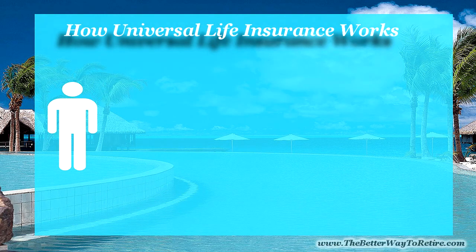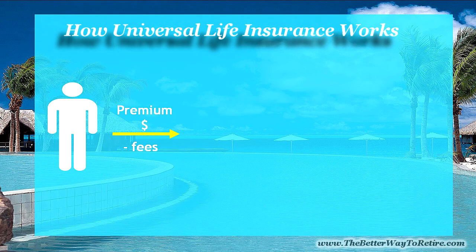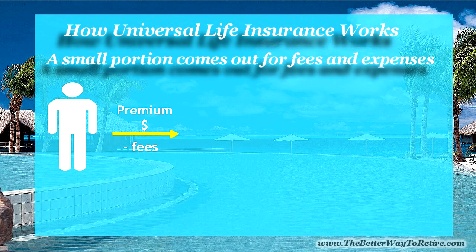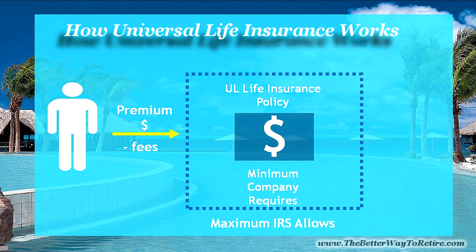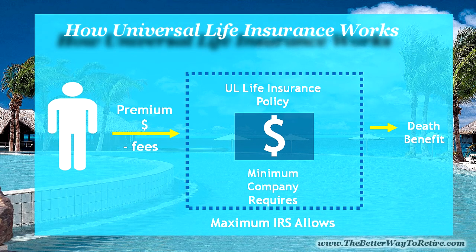In this example, you are putting money into a universal life policy. Before the money even gets to the policy, a small portion comes out for fees and expenses, just like any other financial product. However, the rest of the money goes into the universal life cash value, which is represented by the dark blue box with the dollar sign. Then systematically, the insurance company pulls out the amount of money it needs to pay the death benefit costs, just like term insurance. The small blue box represents the minimum amount the company says you have to put in to be able to purchase the policy.